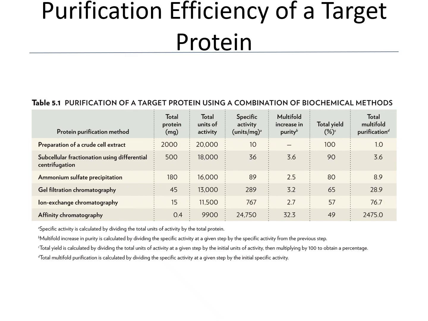And then you move on to the next step. After the ammonium sulfate precipitation, total protein is down to 180 milligram, and then activity down to 16,000, right? And so the specific activity will be 16,000 divided by 180, which gets you 89. And then 89 divided by 36, the increased purity is 2.5, okay, 2.5, from the subcellular differential centrifugation to ammonium sulfate precipitation. And the total yield is 80%. So it's 16,000 divided by 20,000, 80% total yield. And total multifold purification is 89 divided by 10, so 8.9.